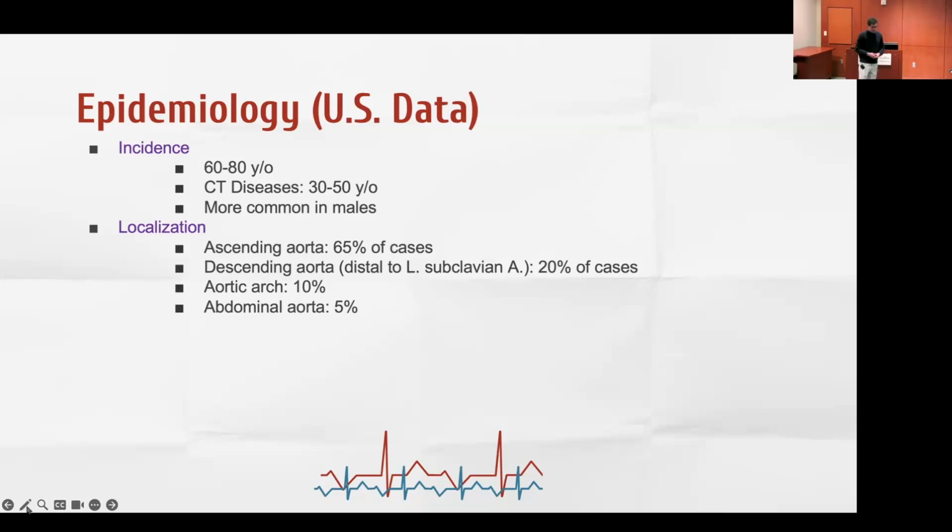Additionally, it's quite unfortunate, but most dissections occur in the ascending aorta, as you can see, 65% of cases. This is unfortunate because, as we'll discuss, this is a Stanford type A classification, and this is a medical emergency. If left untreated, the patient unfortunately can die.